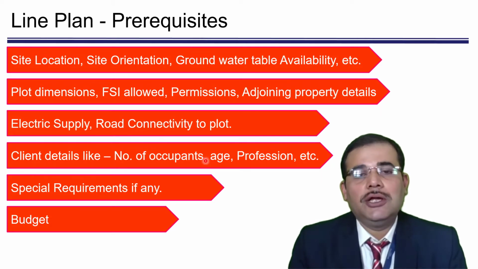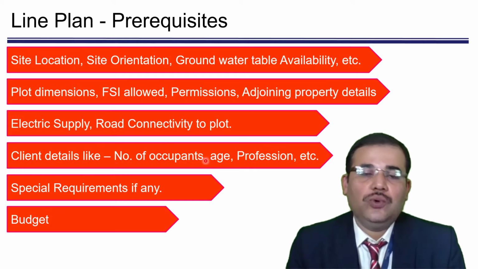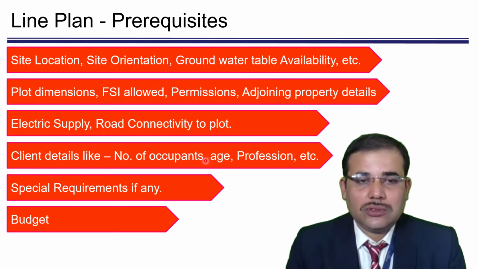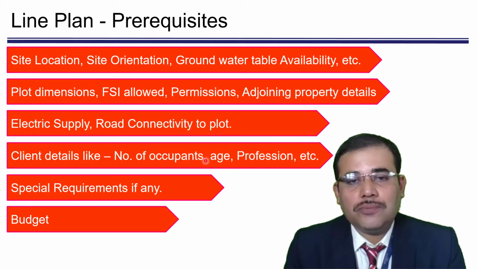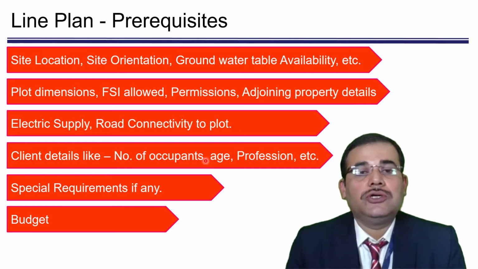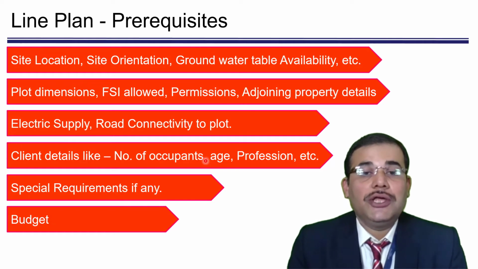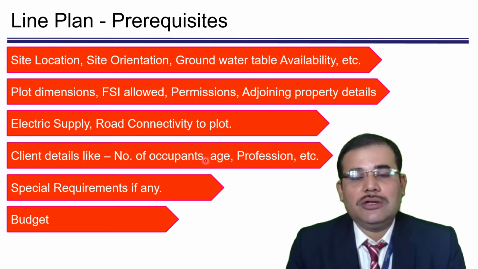Then orientation of the site. To get the maximum natural benefit, one must know the site orientation. This also provides you the north, south, east, west directions, and accordingly you can move forward with further planning. The groundwater table availability is important to know up to which depth you have to go for the foundations. Or if the client later demands a basement floor, in that circumstance also groundwater table availability is important.